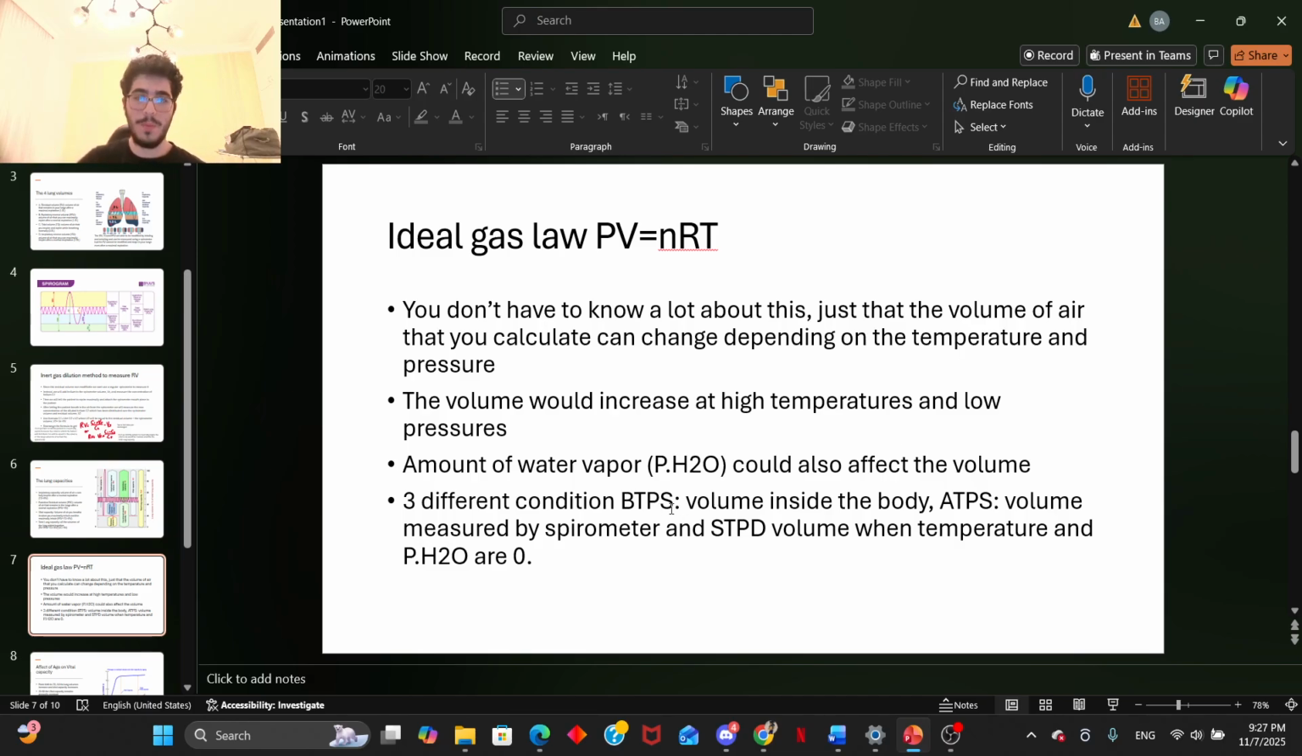And obviously, BTPS, what would be the temperature? It would be the temperature of the body, about 37 degrees Celsius. ATPS would be the temperature of the spirometer. And for STPD, the temperature would be 0 degrees Celsius. Okay?